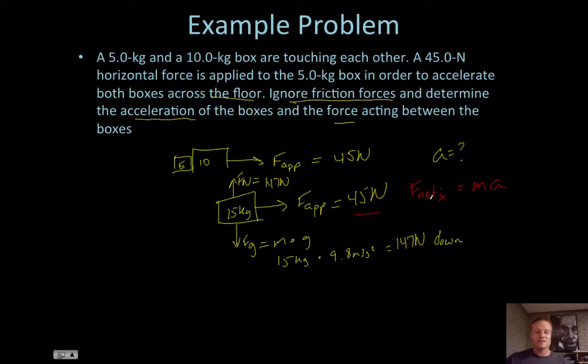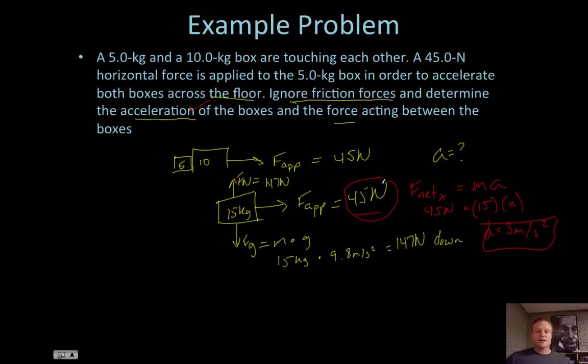So what is the net force in the x direction? Well, it's this guy right here, 45 newtons. Okay, 45 newtons in the x direction. The mass of this box is 15 kilograms, and the acceleration is what I'm trying to figure out. So if you do that math, 45 divided by 15, you get an acceleration of 3 meters per second squared. Okay, so that's one thing. The acceleration is done. Check that off the list.